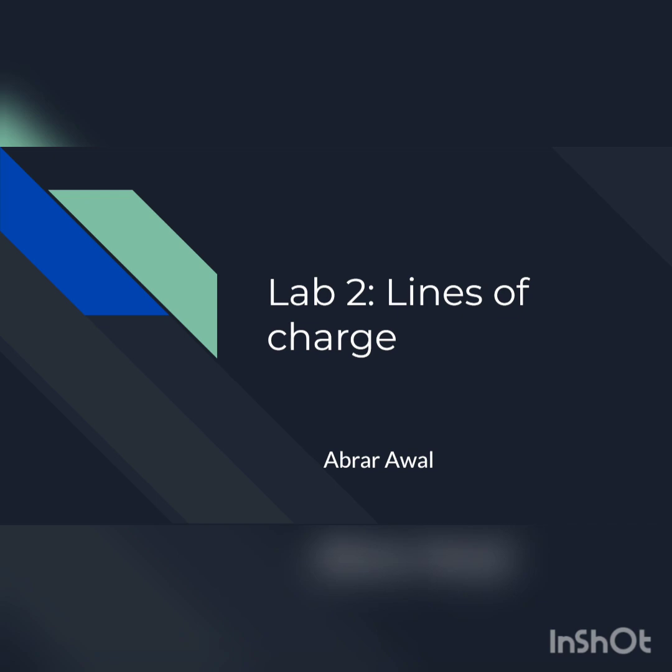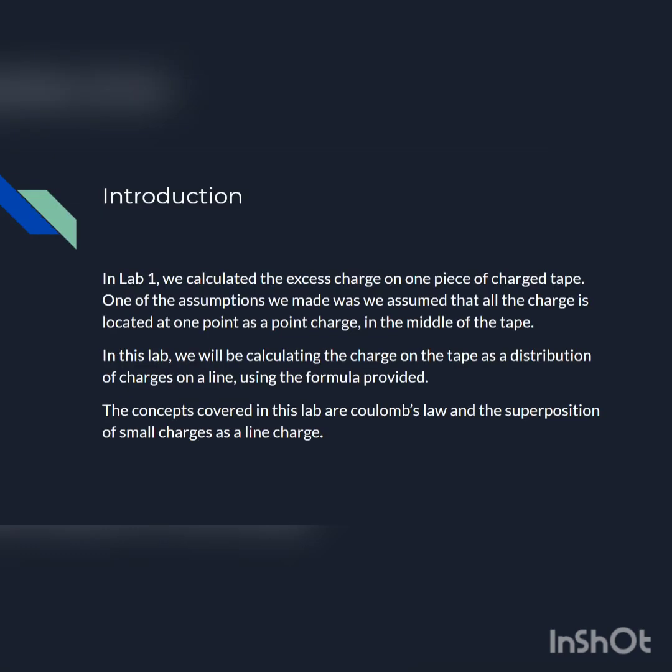This is Lab 2, Lines of Charge. So in Lab 1, we calculated the excess charge on one piece of charge tape. One of the big assumptions we made was that all the charge is located at one point, as a point charge in the middle of the tape. In this lab, we will be calculating the charge on the tape as a distribution of charges on a line using the formula provided. The concepts covered in this lab are Coulomb's law and the superposition of small charges as a line charge.